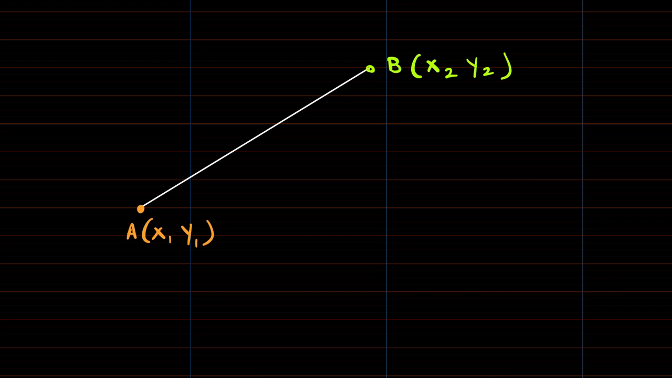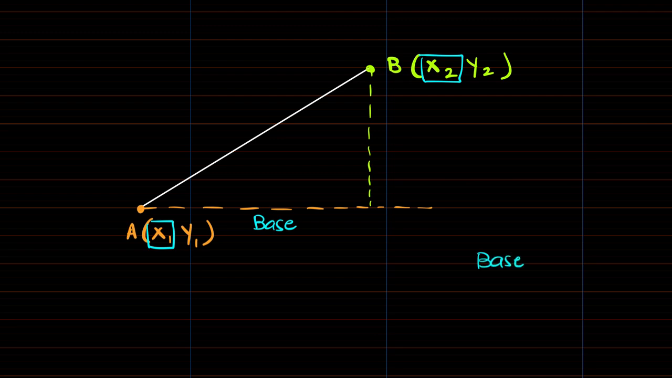Now, let me draw a horizontal line going from here all the way till this way, and then all the way like this. So if I focus on the x coordinate, this is x1, this is x2. Therefore, the base is basically x2 minus x1. Similarly, if I talk about the height, that is the difference between y2 and y1. So this height is y2, this is y1, and naturally it's with respect to the origin.